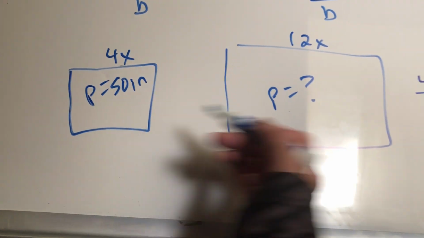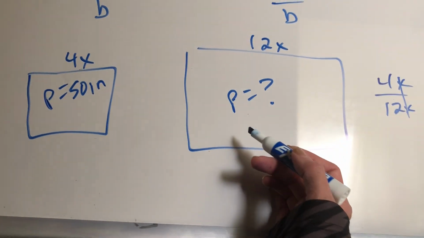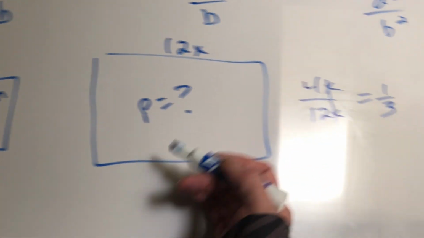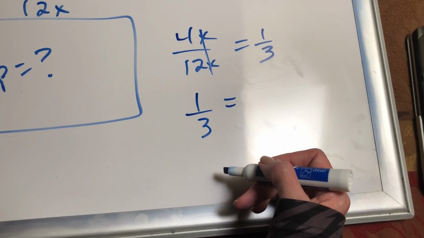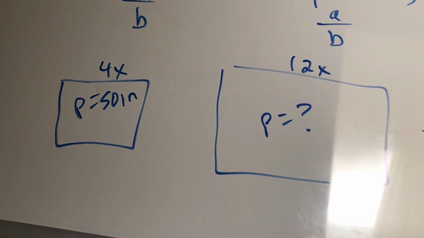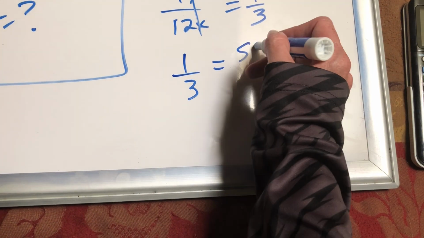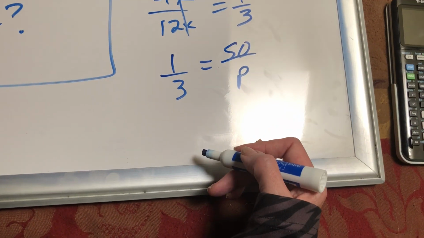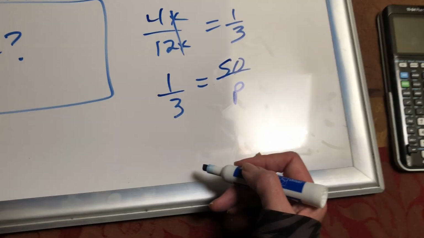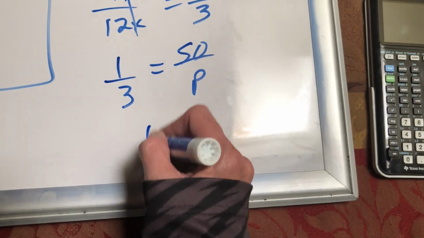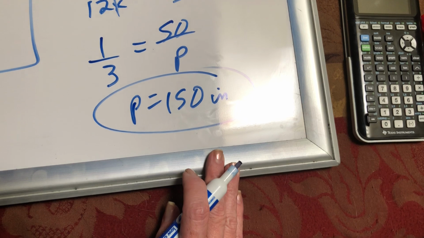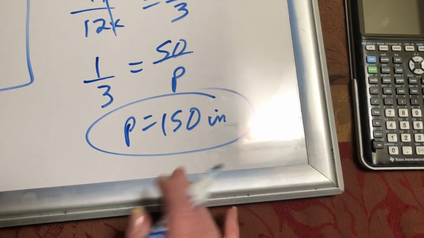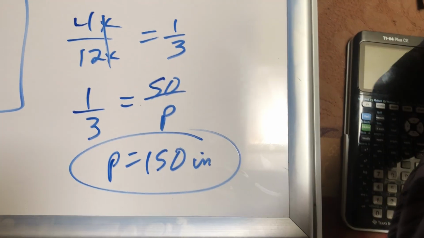If I want to know perimeters, I'm going to set up a proportion using my similarity ratio, which is 1/3. Then the perimeter of the smaller one is 50, and I want the perimeter of the bigger one. This is the way I want you to do this. I want you to find your scale factor, set up proportions, and solve the proportion because it's pretty easy to do. So the perimeter of the larger one would be 150 inches. Okay?